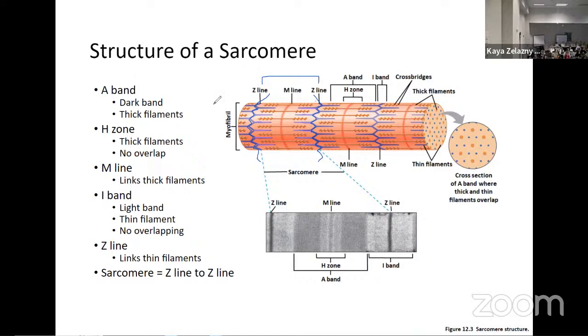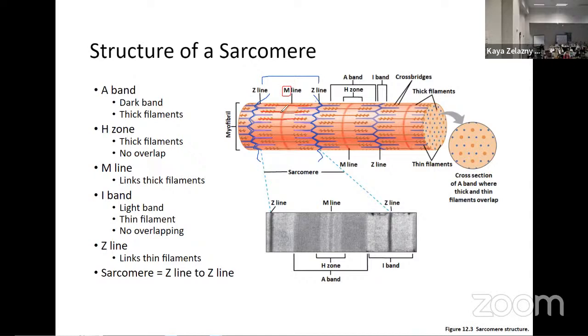I like to do the lines first and then the bands, basically. Okay. So actin is our thin filament. Myosin is our thick filament. So our thick filament is this one that looks kind of like wheat. That's the myosin. Okay. And conveniently, myosin, the thick filament, is bound together by the M line.